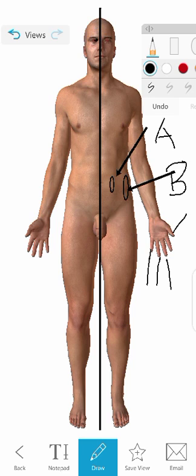And then we can also see that the eyes are medial to the ears. As you can see, the eyes are medial to the ears because they are closer to the midline than the ears. So the words here are medial and lateral.